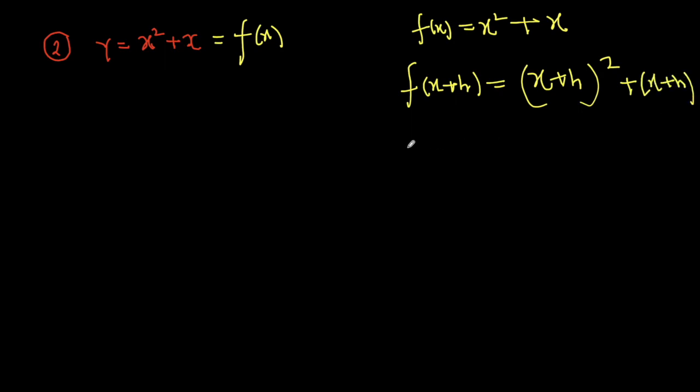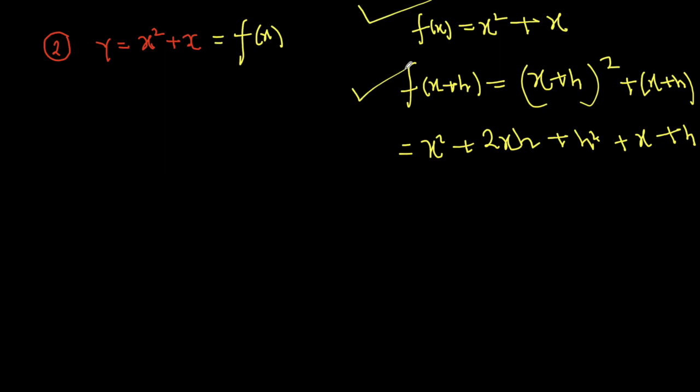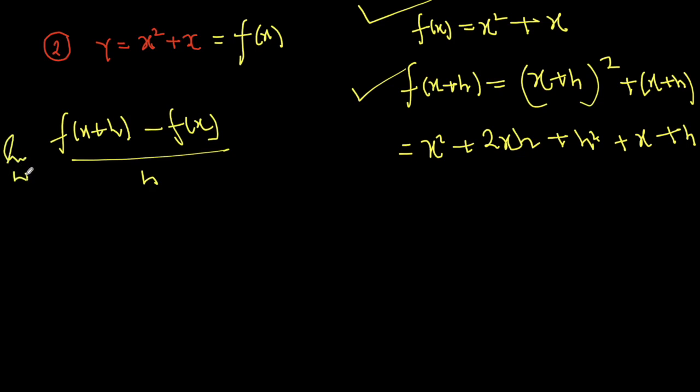Okay, so let's simplify this further. If you do that, you will get x square plus 2xh plus h square plus x plus h. Okay, so now we have f of x, we have f of x plus h. So we know that we have to take subtraction of f of x plus h minus f of x over h, and limit h tends to 0. Okay, so now let's do that.